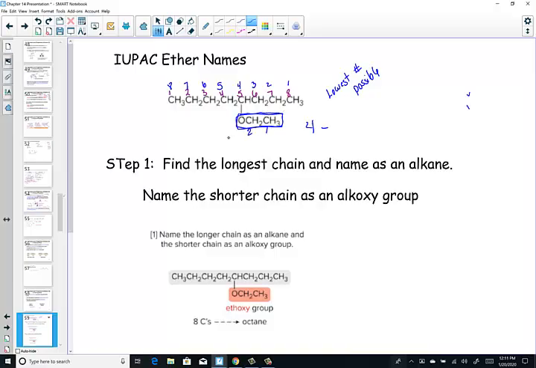The carbon chain that contains the oxygen is eth. And remember to tell you that it's an oxygen linkage. You hear oxy. 4-ethoxy octane.